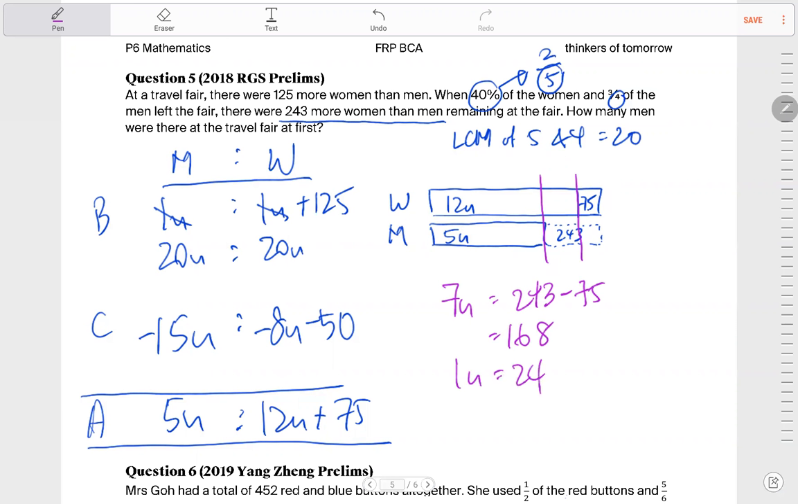Now, what is the question asking for? How many men were there at the travel fair at first? So the question is asking you to find 20U. 1U is 24, so 20U is 480. This was a 5 marks prelims question. You can see how easy it is to actually solve this question. Nothing fanciful, everything we have learned previously, sticking to the same pointers, the fundamentals. I want to see your units, I want to see your parts, I want to see your numbers. I don't want to see percentage, I don't want to see any fraction.